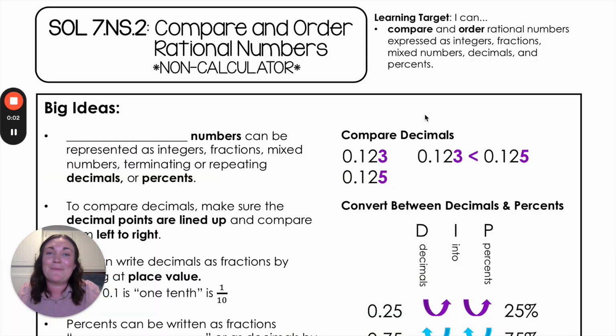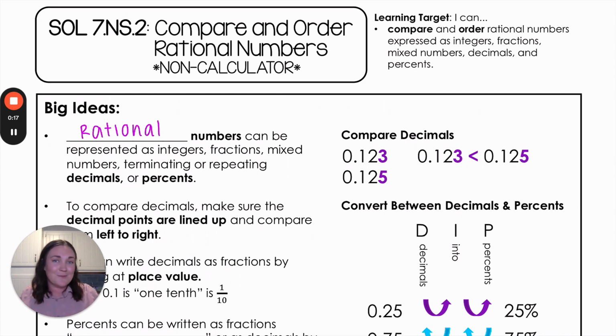Everyone. Today we are talking about how to compare decimals and percents. So both decimals and percents are considered to be rational numbers. Rational numbers can be written as integers, mixed numbers, fractions, decimals, and percents, but like I said, today we're focusing just on those decimals and percents.